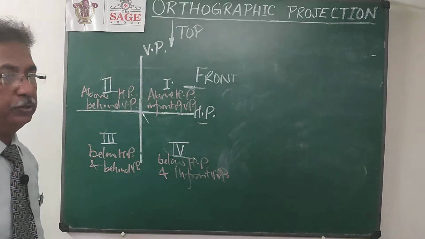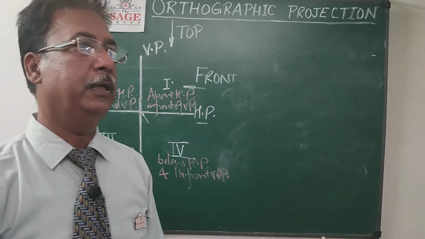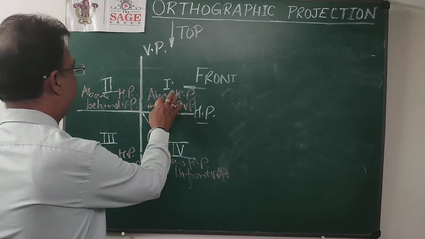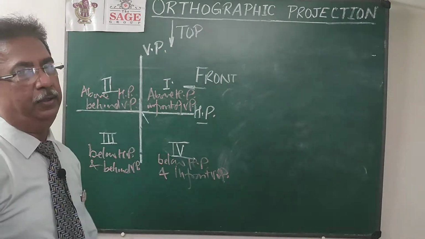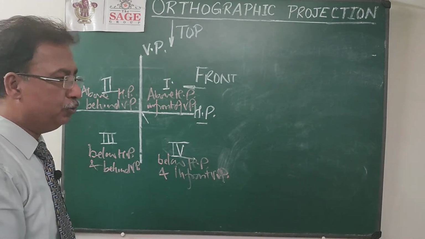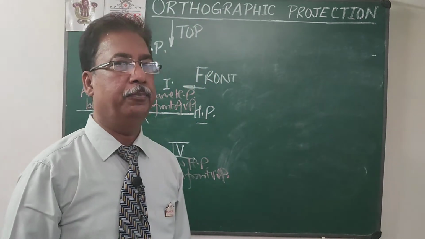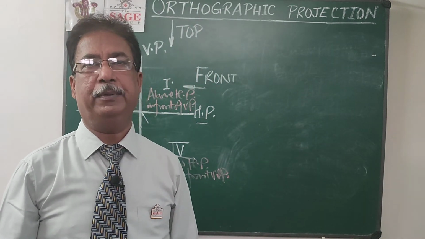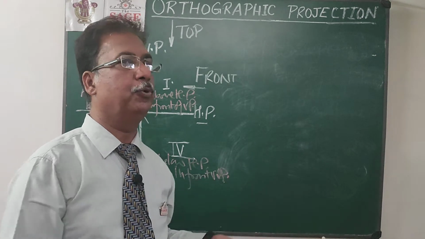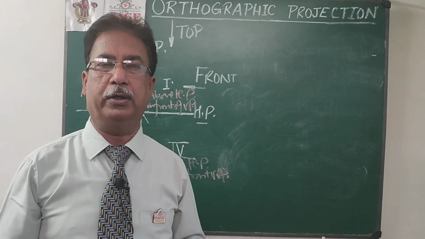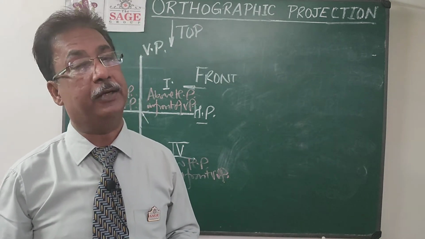VP. So this is the four quadrant system, and my object can be placed in the first, second, third, or maybe in the fourth quadrant. As you see that these two planes are 90 degrees to each other, but our medium in which we will draw, that maybe this board or your notebook or your drawing sheet or your sketchbook, that will be a 2D.